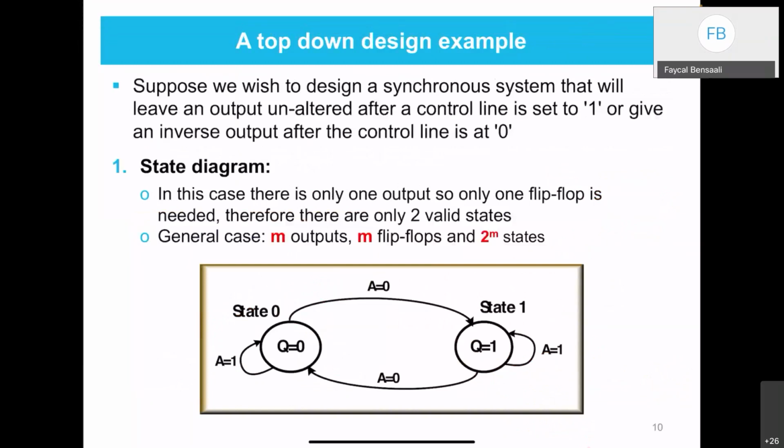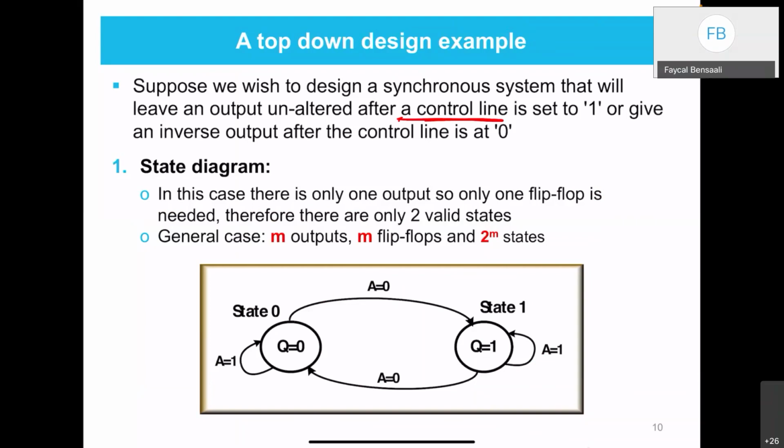Right. Let's do a simple example, and we'll finish with this. And then, of course, we will do more in the next session. Suppose that we wish to design a synchronous system that will leave an output unaltered after a control line is set to 1. So we have a control line in our circuit.